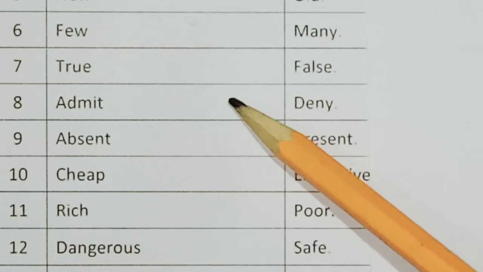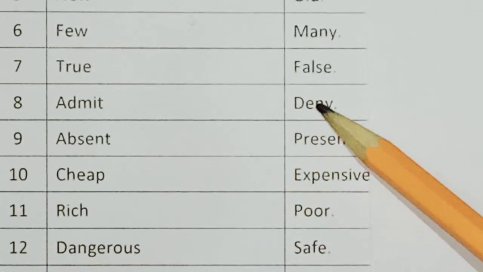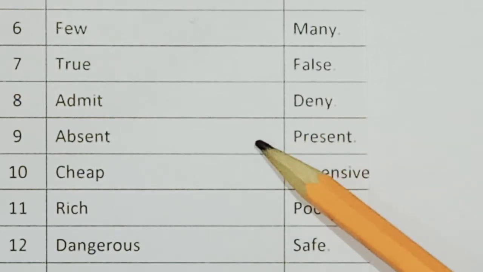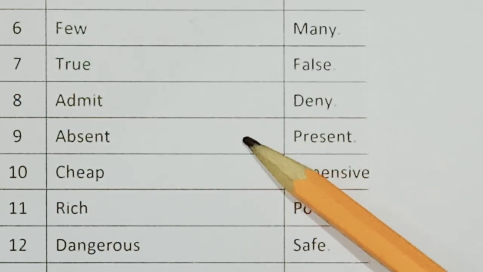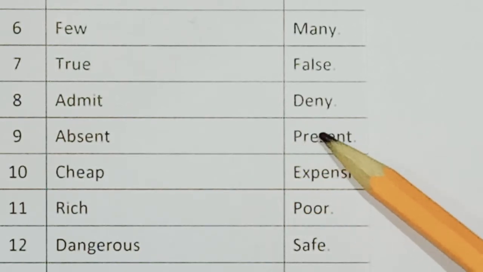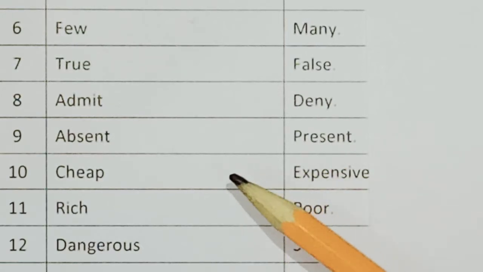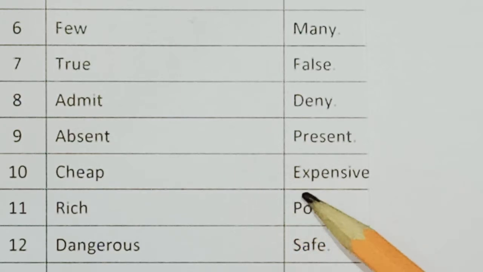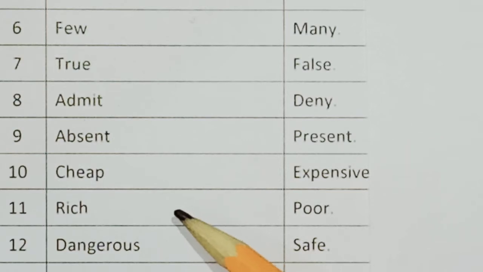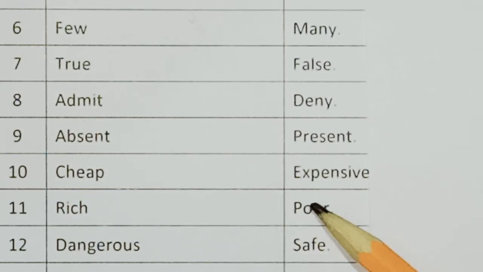Then the next word is admit. Admit means manna ya tasleem karna. And then deny. Deny is its opposite. Deny means inkar karna. Then the next is absent. Absent means ghair hazir. And the opposite of this word is present. Present means maujood hona. Then the next word is cheap. Cheap means sasta. And the opposite of this word is expensive, matlab mehenga. Then the next word is rich. Rich means ameer. And the opposite of this word is poor, ghareeb.